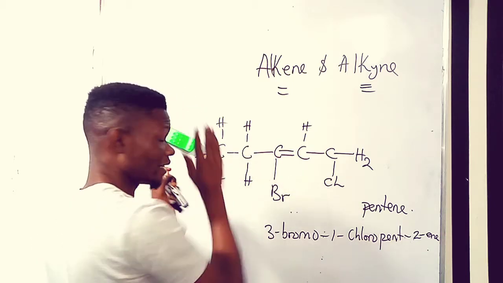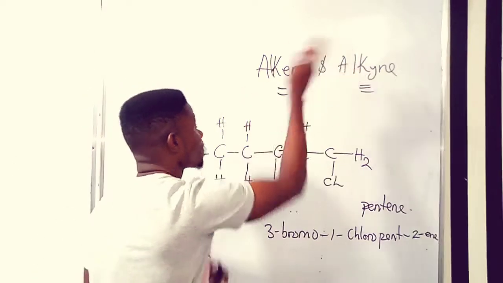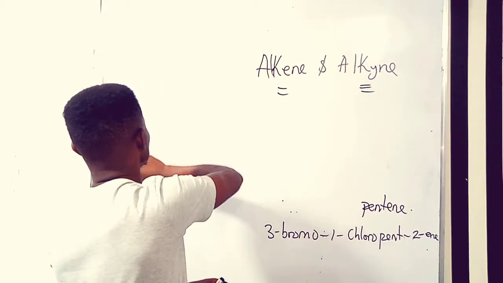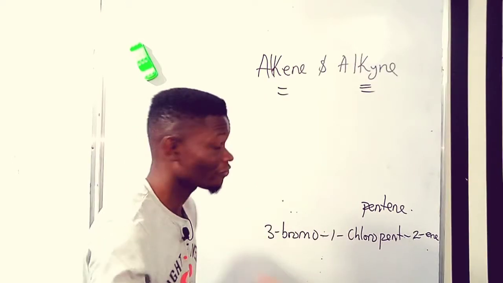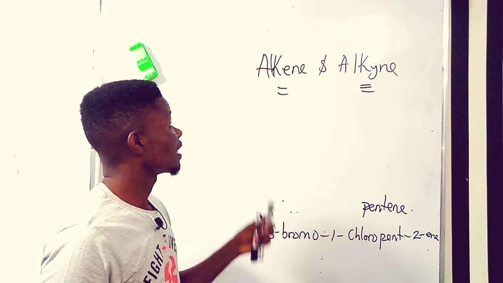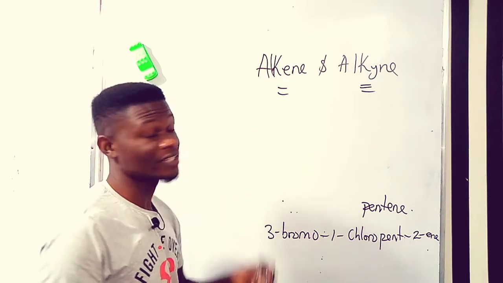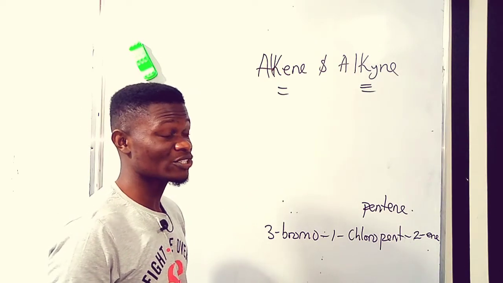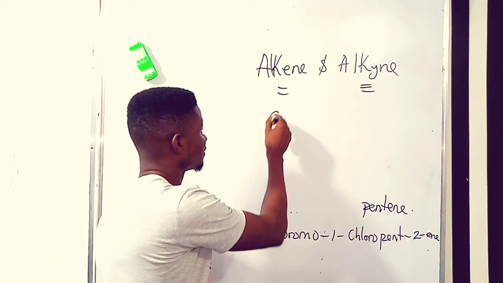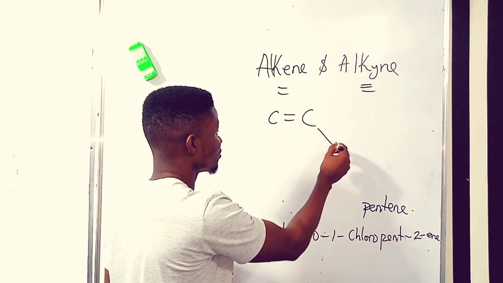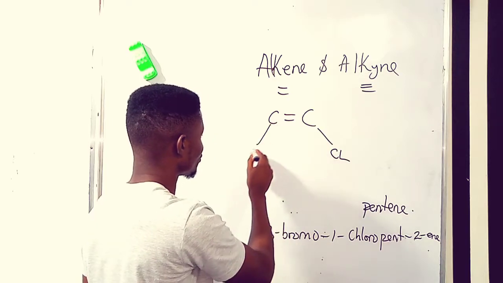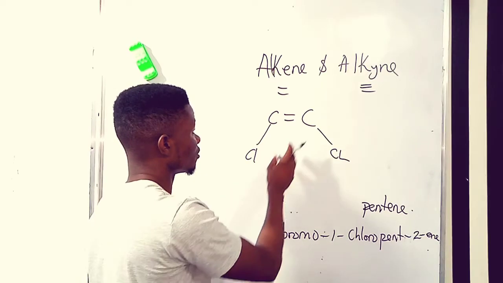Okay, let's take another example for the alkene family. What you must know is that they possess a double bond. Alright, before we get to that, let's look at the geometric isomers of the alkene. We have the cis and trans. So if we have the double bond position in this format, let's say this is chlorine and this is chlorine.